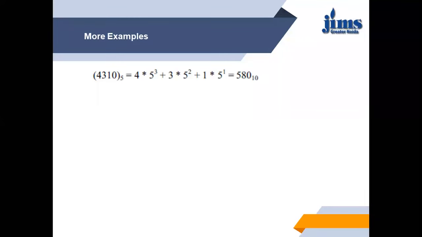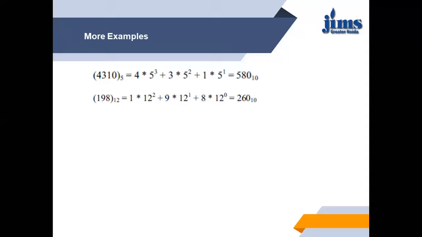Now we take another example, some more examples. Here we have 4310 base 5, which will equal 580. I'll expand in the same way: 4 times the base to the power of its position, and the position is counted from the decimal point as 0, 1, 2, 3. The position of the 4 is 3. So 4 into 5 to the power 3 plus 3 into 5 to the power 2 plus 1 into 5 to the power 1, and the last term 0 into 5 to the power 0 equals 0. When I expand it, it comes to 580 base 10.